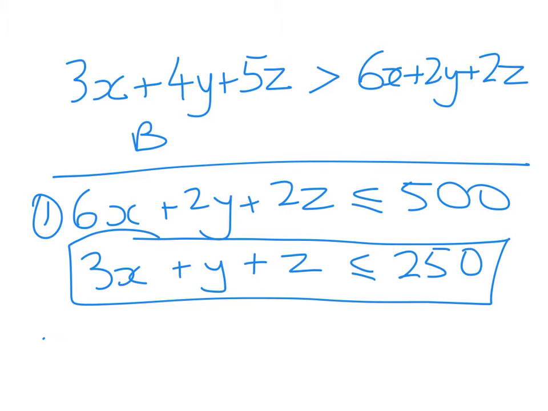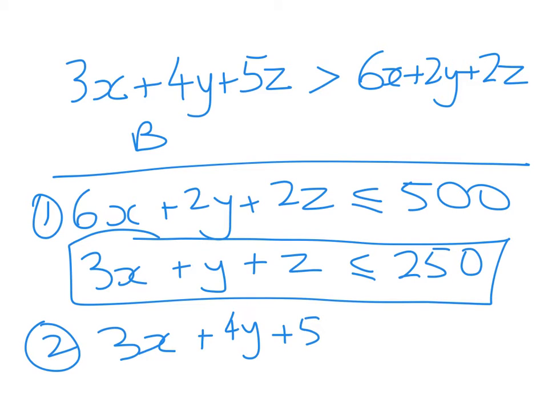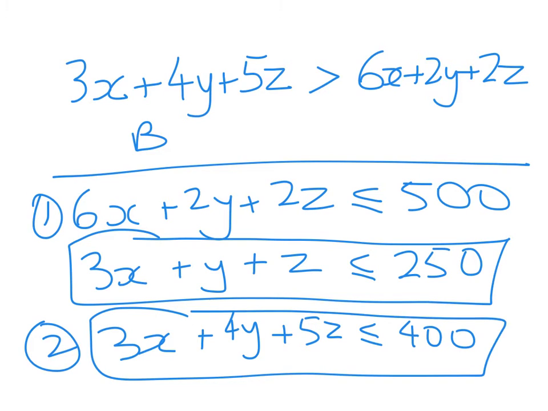The second one, which I'm going to label 2, funnily enough, is how many type B decorations have I got? Well, it's 3x plus 4y plus 5z is less than or equal to 400. Is there any simplifying I can do? No, there are no common factors. So that's 2 of the inequalities that we've done. So on to the next 3.